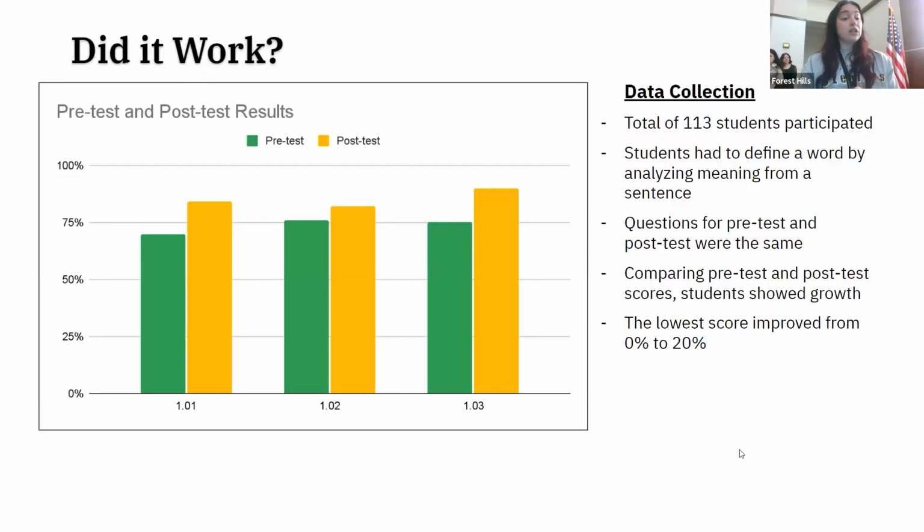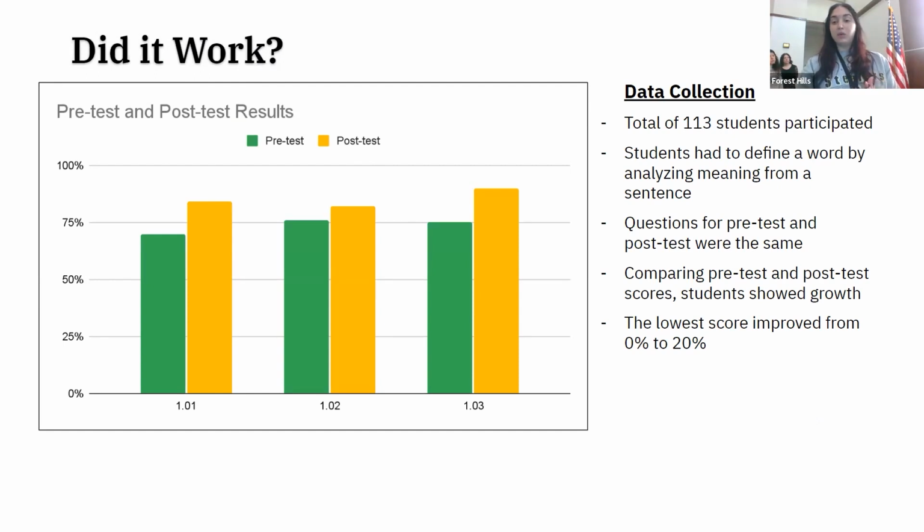In our data collection, though, we did 3 weeks. So we have 1.1, 1.2, and 1.3. This is from the pre-test and post-test that Jen would have run in her class. And you can see how each time their word comprehension skills did improve. A total of 113 students participated throughout these 3 weeks.